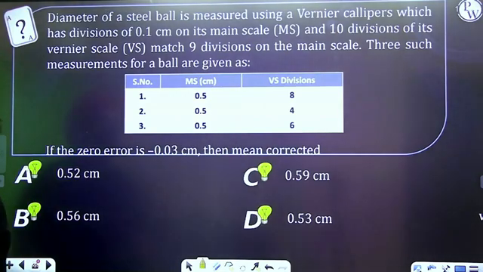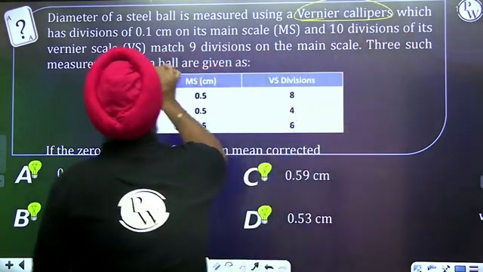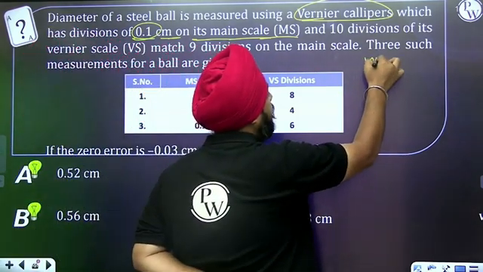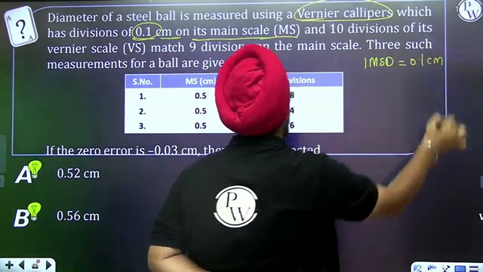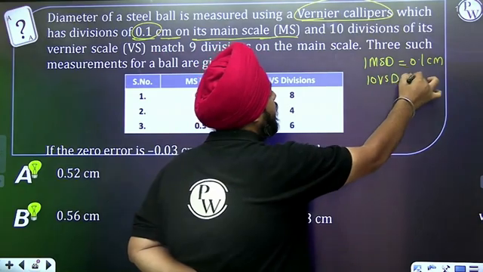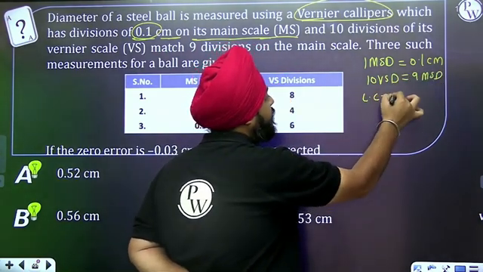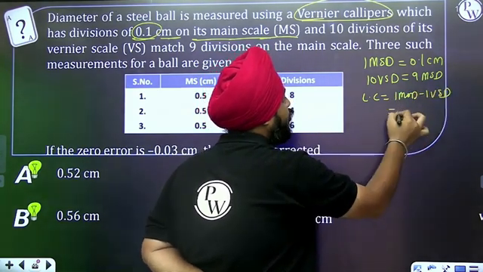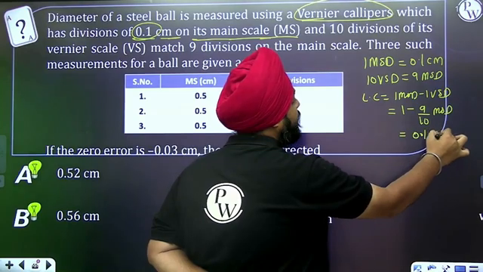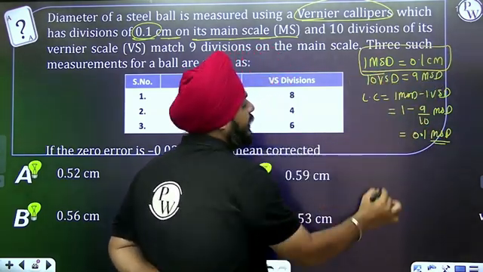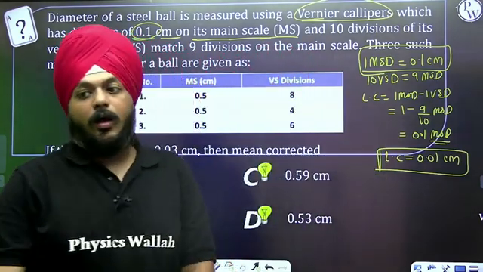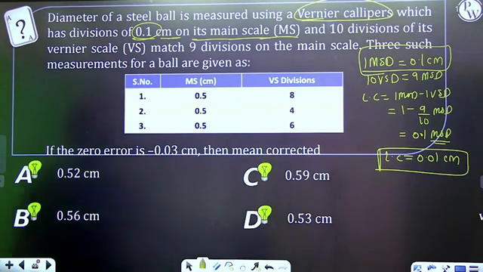Diameter of the steel ball is measured with the Vernier caliper, which has 0.1 centimeter on its main scale. Right. First of all, I want to tell you all, 1 MSD is given as 0.1 centimeter. 10 divisions of Vernier scale, 10 VSD matches 9 MSD. Immediately we are calculating the least count: 1 MSD minus 1 VSD, right? So it is equal to 1 minus 9 by 10 of MSD, which is 0.1 of MSD, and MSD is 0.1 centimeter. So it is 0.01 centimeter. This will be the least count.